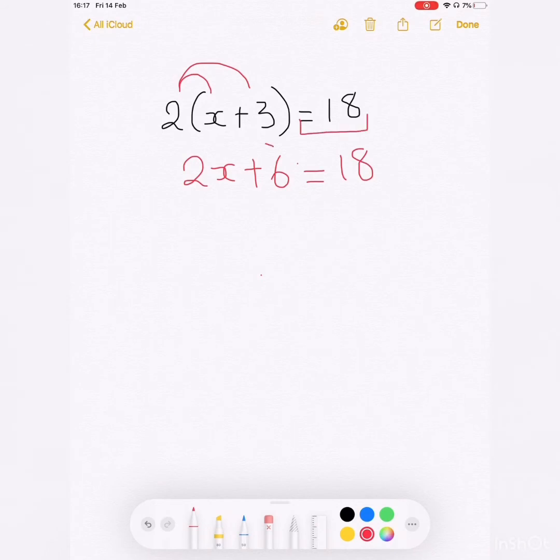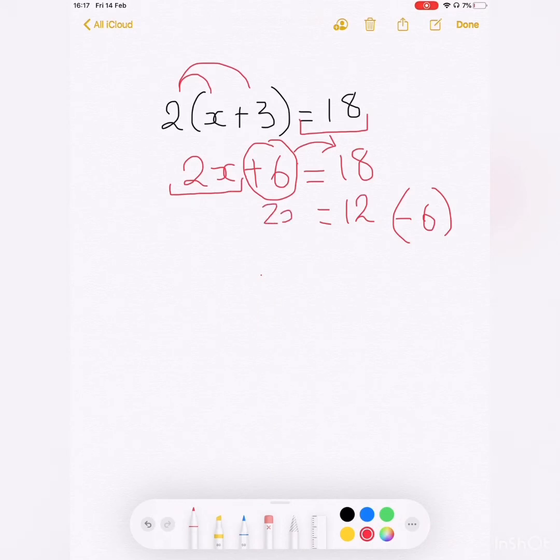And now, just like before, we want to get our x's on one side and our numbers on the other. So we move that across. So we've now got 18 minus 6, which is 12. And left on this side is just that 2x. Therefore, if 2x equals 12, 1x must equal 6, because we divide both sides.